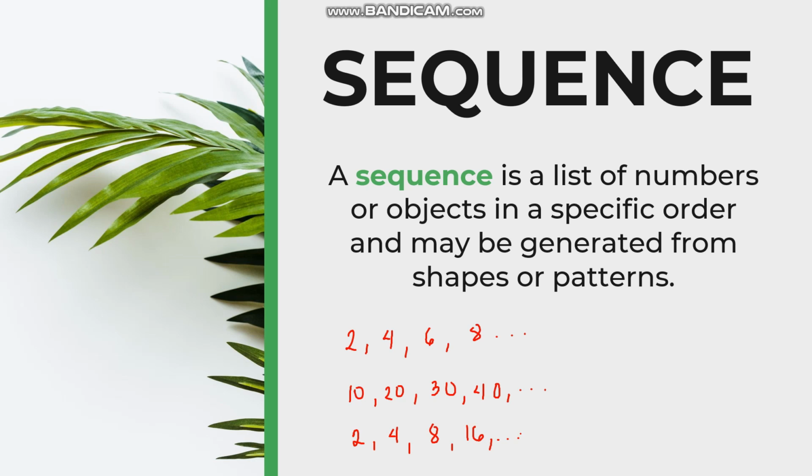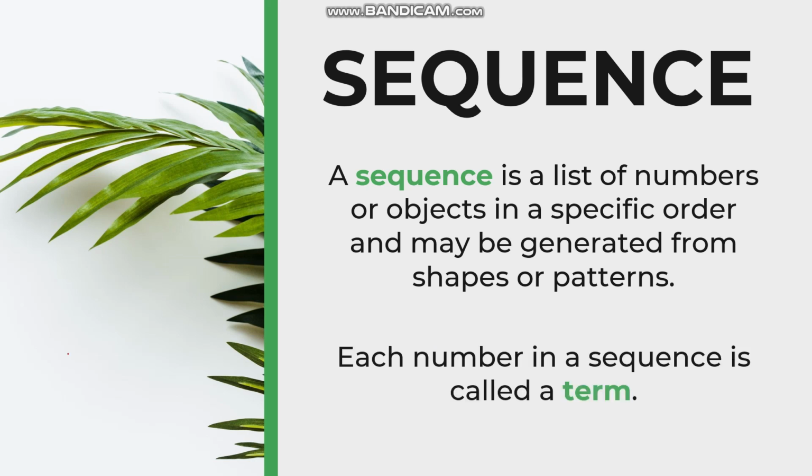For each list of numbers, there is a specific pattern. For the first one, 2, 4, 6, 8, you're adding 2 to get the next term. For 10, 20, 30, and 40, you're adding 10 to get the next term. And for 2, 4, 8, 16, you are multiplying the previous term by 2 to get the next one. For each sequence, a specific pattern exists. We call each number in a sequence a term. So the numbers 2, 4, 6, and 8 are called the terms of our given sequence. 2 is the first term, 4 is the second term, and so on.